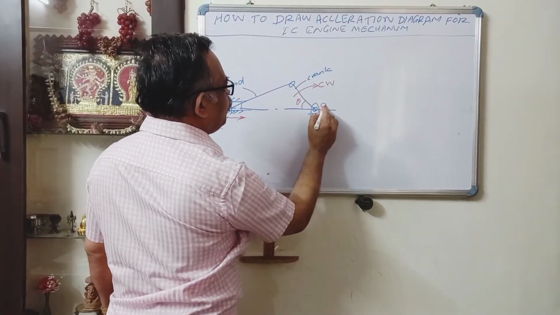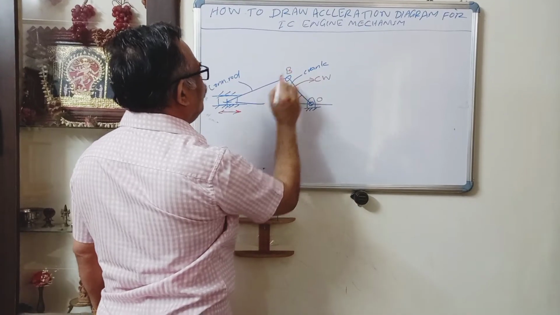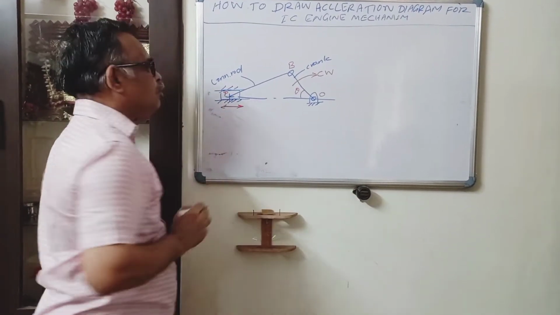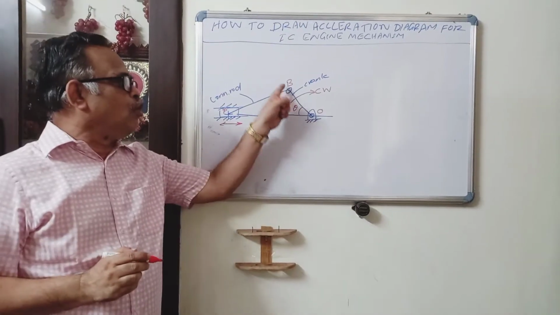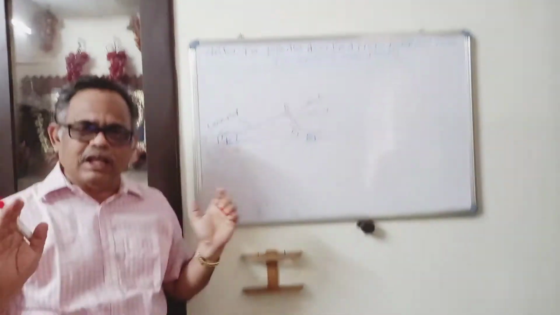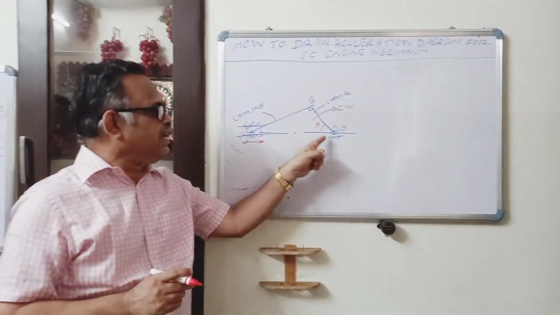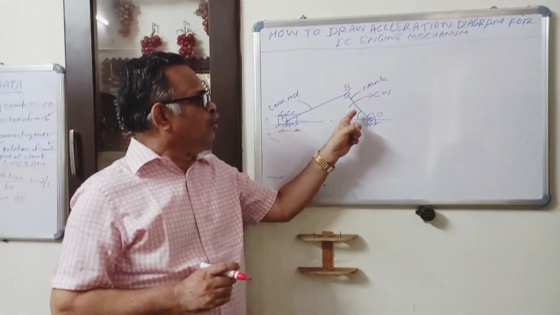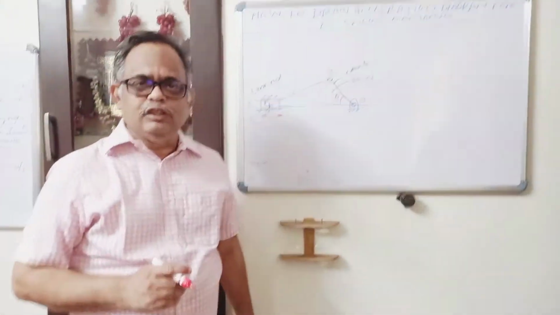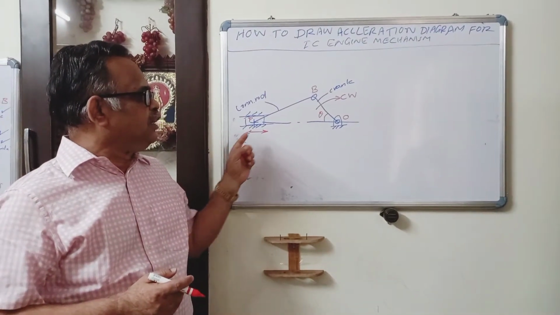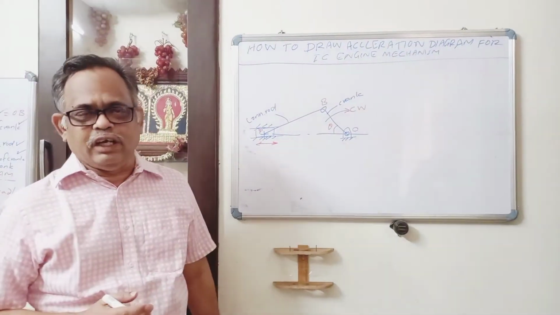Let this be O, let this be B, and let this point be P. Length OB is nothing but the length of the crank, and length PB is the length of the connecting rod. Theta is the angular position given in the problem, and clockwise is the direction of rotation. These are all the details given.